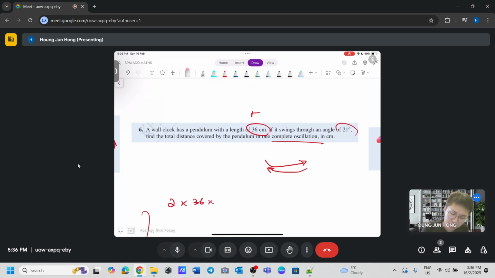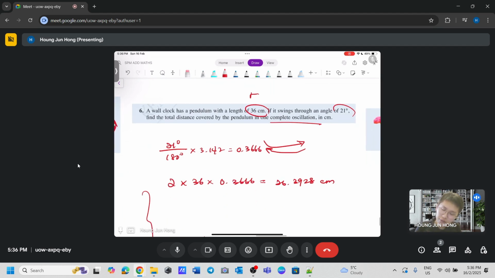Again, let's try to convert the degree first. 183.142, 0.3666. Okay, so multiply by that. Then you get the final answer, 26.3928 cm. Okay, that's it. Okay, cool. Next one.